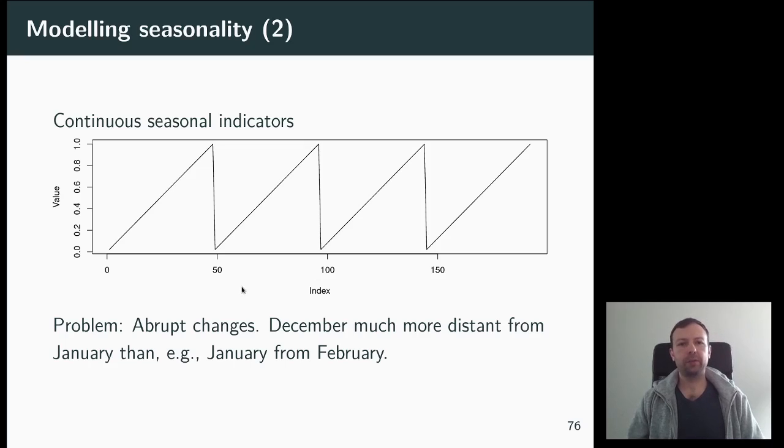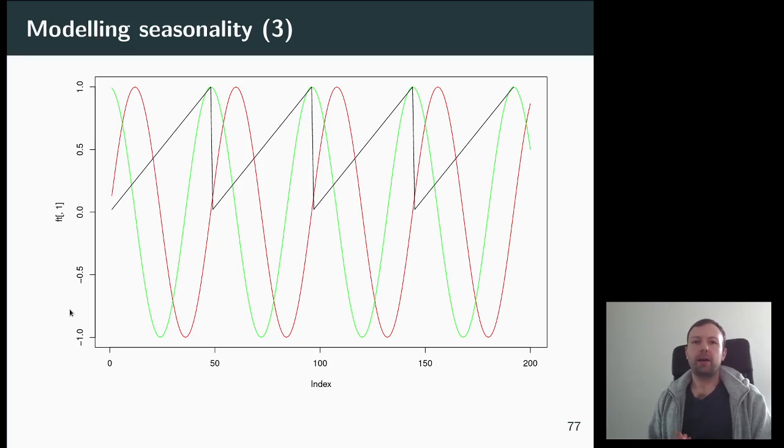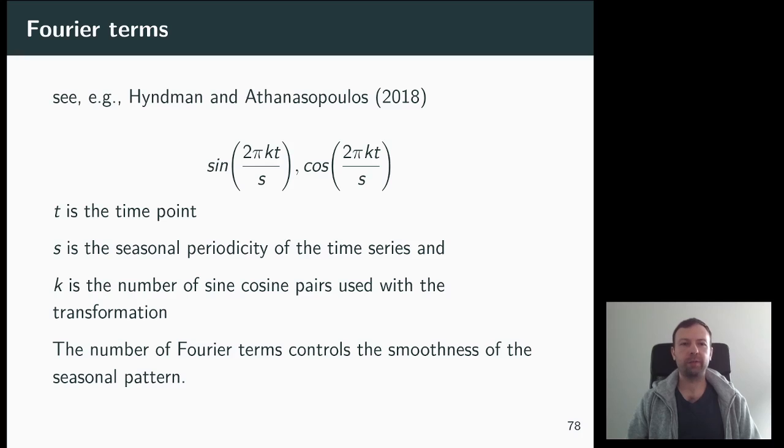So in order to get around this problem, what you can do is use smoother functions that could be modeled like this. You would use sine and cosine waves for that, and this type of modeling is actually called Fourier terms.